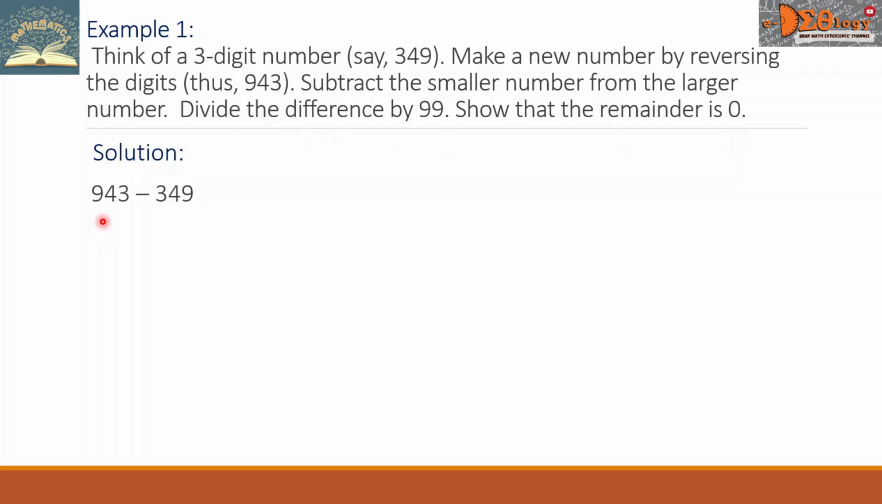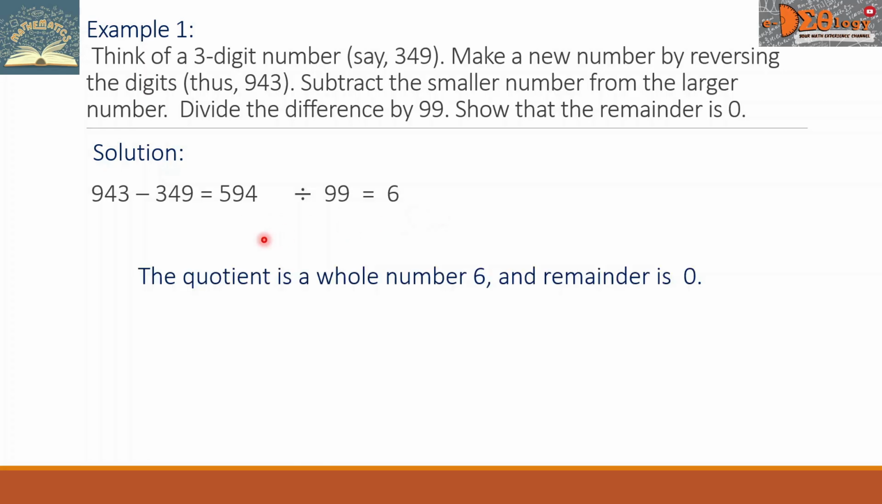So we have 943 minus 349. The difference is 594, and we divide this by 99. The quotient is a whole number, 6, and note that the remainder is 0. Then we say that the difference is divisible by 99.